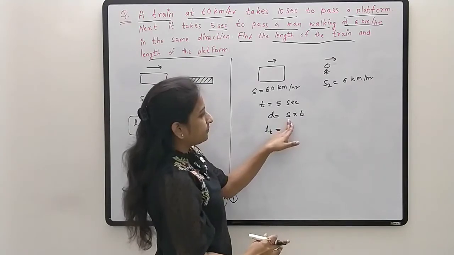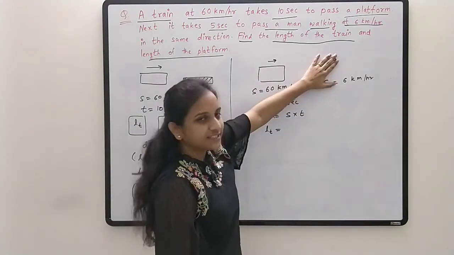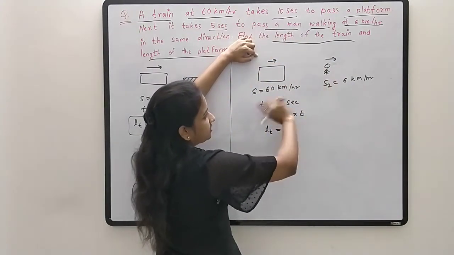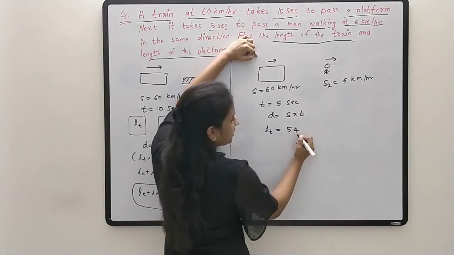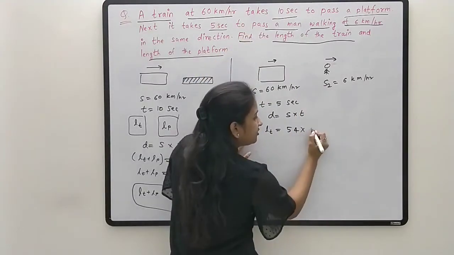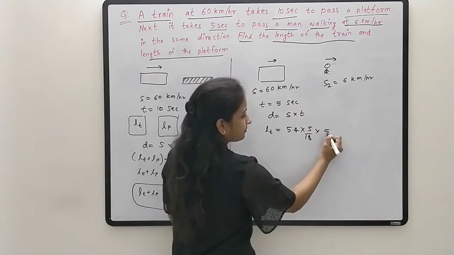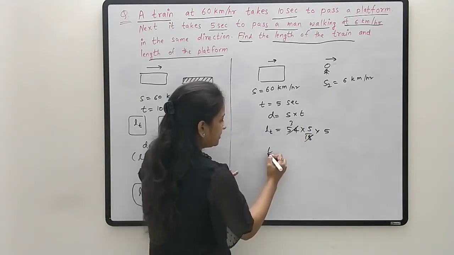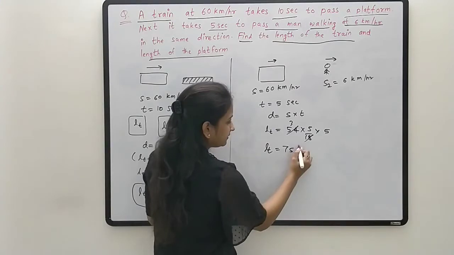That's it. Speed: relative speed, because both are moving. This is not a stationary object. So the relative speed, as they are moving in the same direction, is the difference, S1 minus S2. 60 minus 6 is 54 kilometers per hour, into 5 by 18 to get meters per second, into time, which is 5. Fine. 18 1s are 18, 18 3s are 54. So the length of the train is equal to 25 into 3, which is 75.